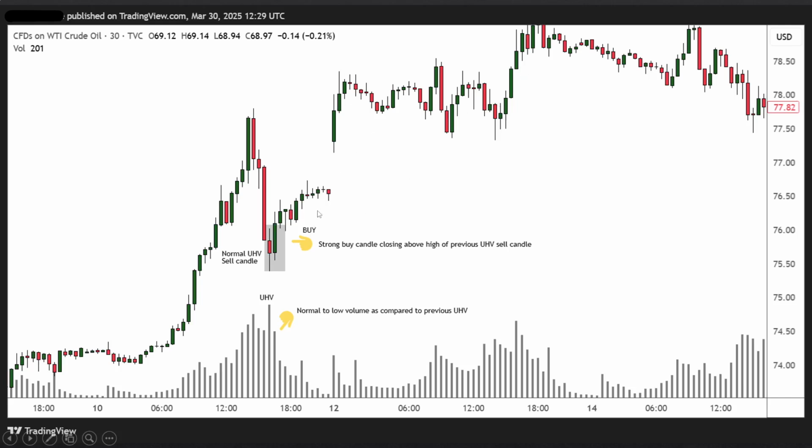After that in the market you got the 1:5 as well. So this is a buy scenario.